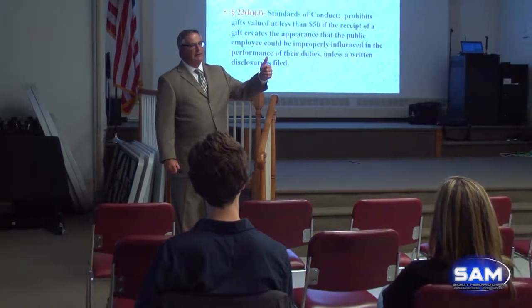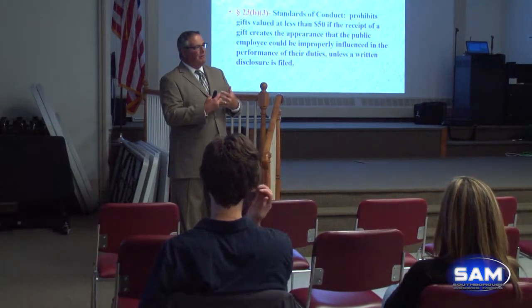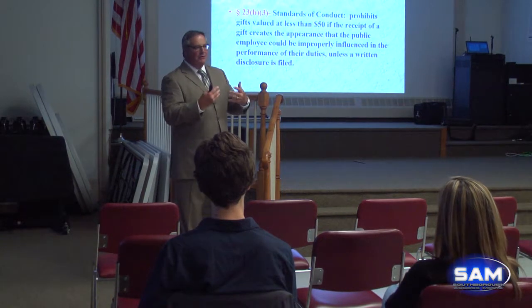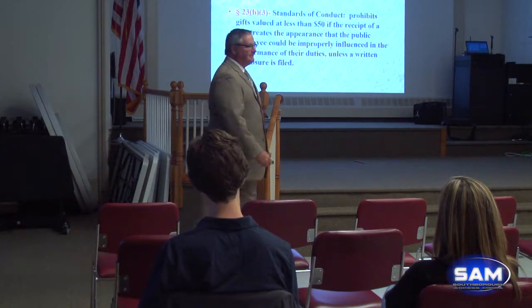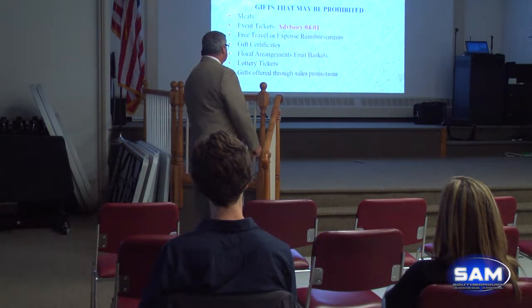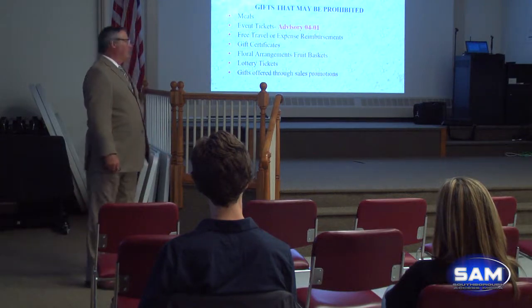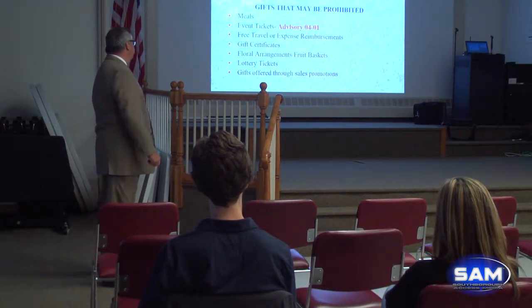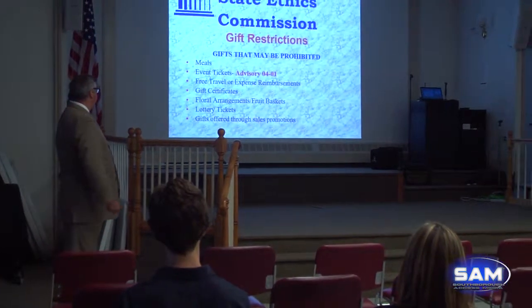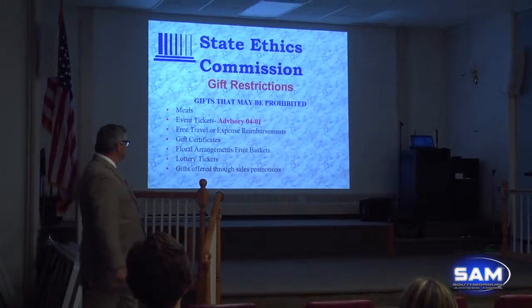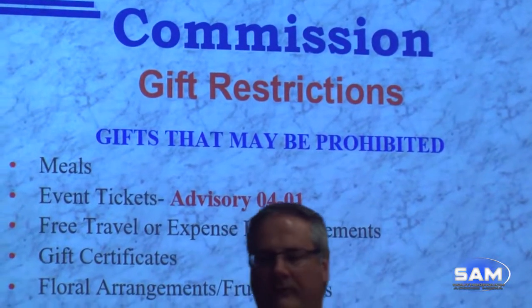Bribes, they're just flat out prohibited, they're corrupt acts. Gifts worth $50 or more given in exchange for some official business are prohibited because those kinds of situations can undermine confidence in government. And then gifts worth $50 or more given because of official position are also restricted. So, what kinds of items of value might be restricted under the law? Well, any item of value, but these are the most common here that we deal with at the commission. Payment of meals, event tickets, travel expense reimbursements, gift certificates, floral arrangements, fruit baskets, lottery tickets, gifts offered through sales promotions. These are all based on actual enforcement cases that we've worked on.